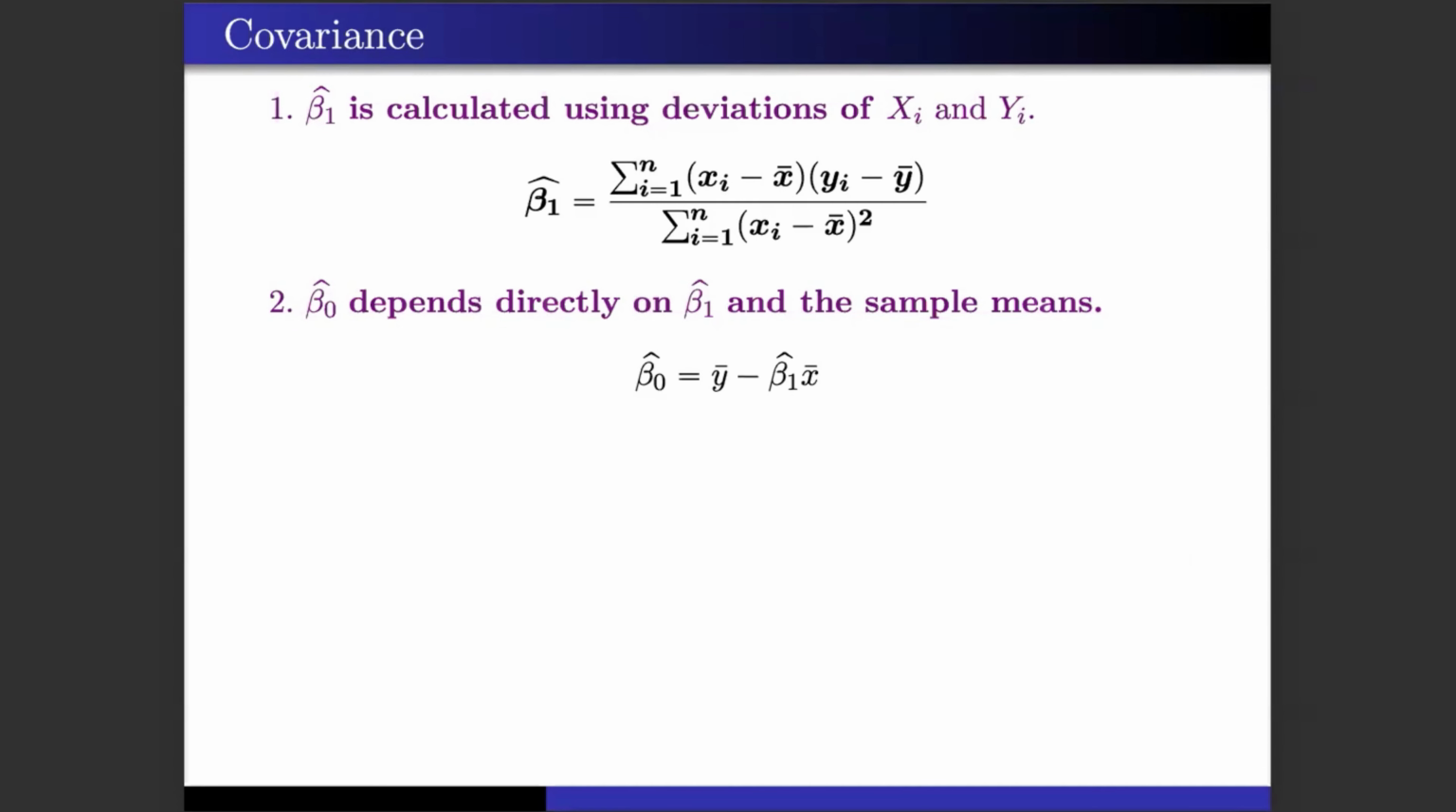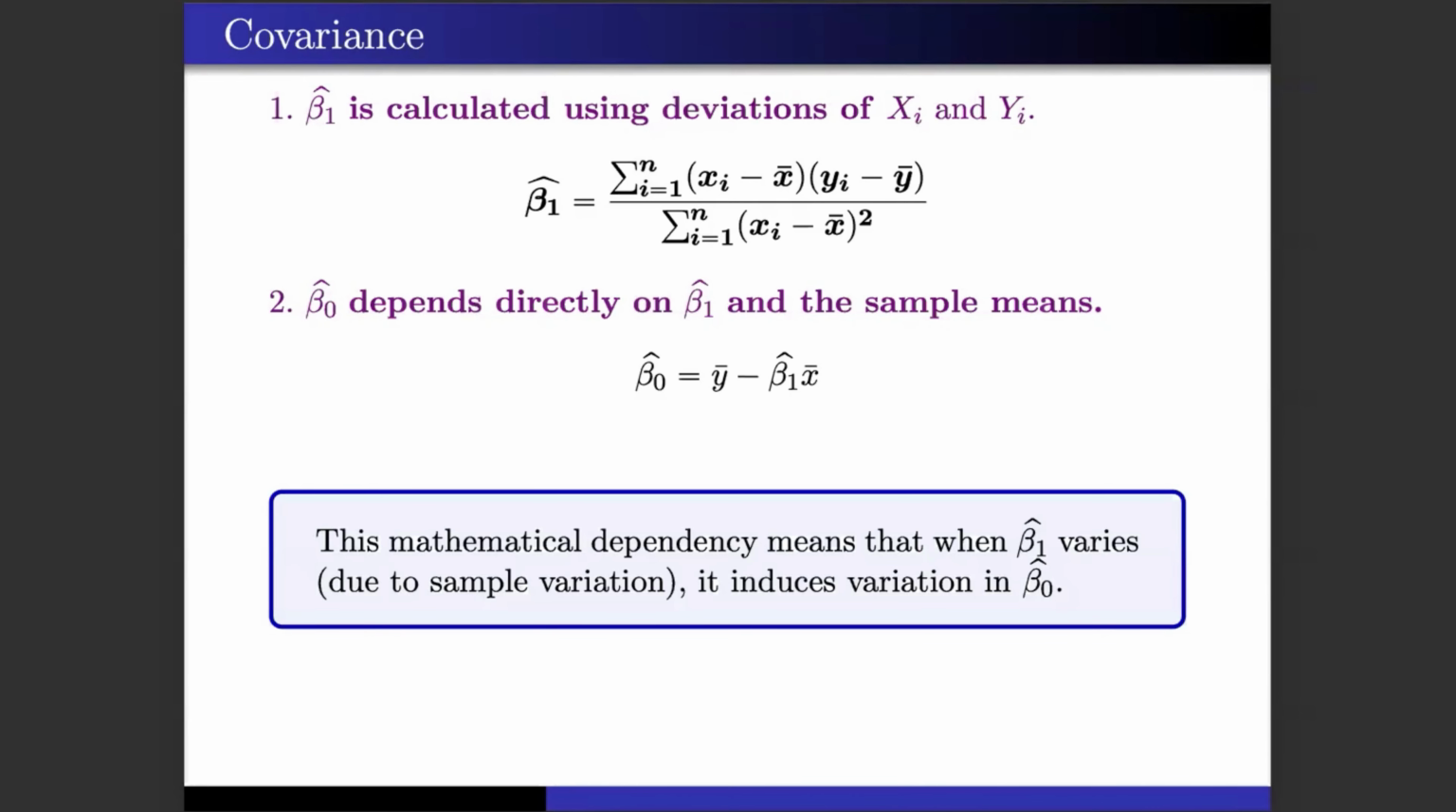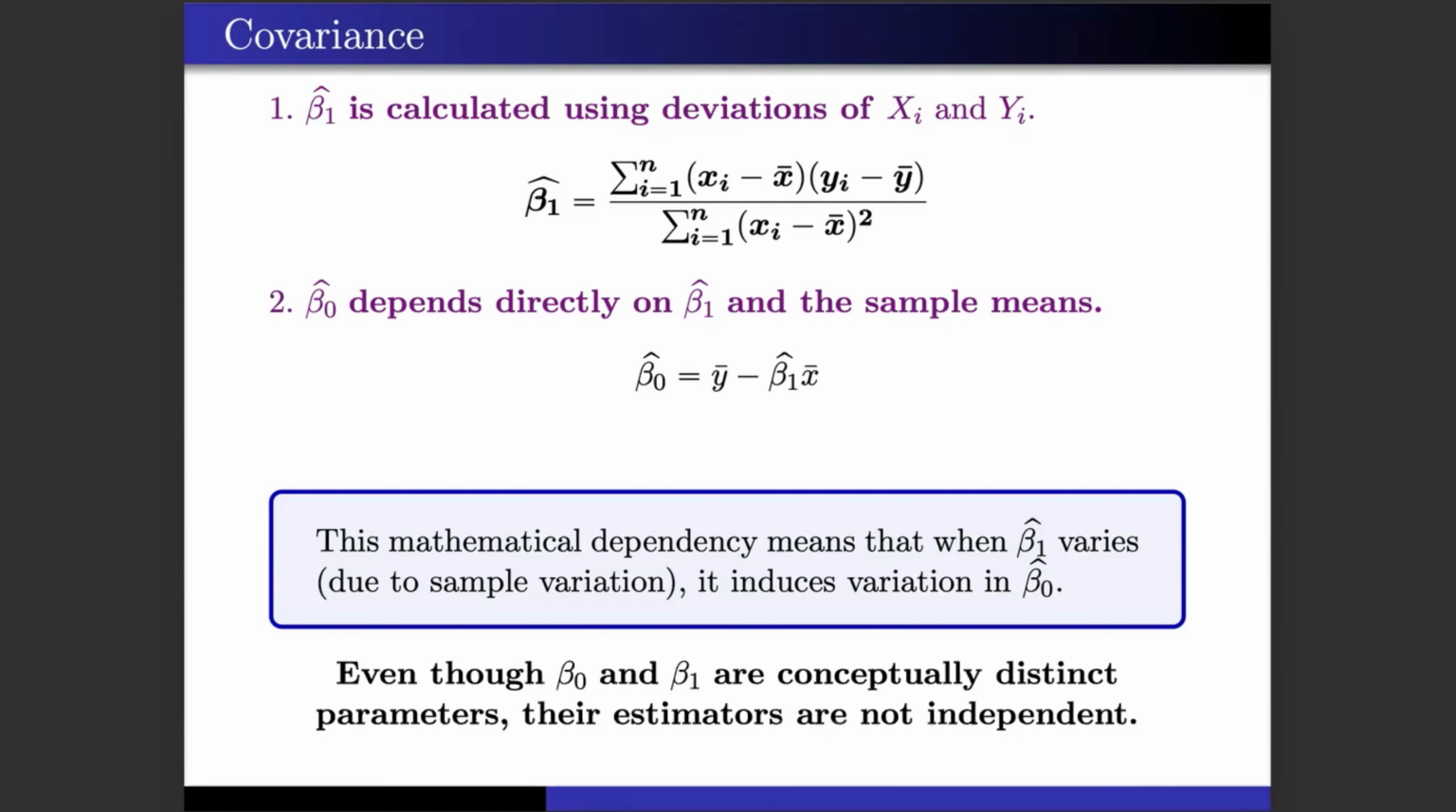This means that an estimate of beta naught hat is dependent on an estimate of beta 1 hat. And this mathematical dependency means that when beta 1 hat varies due to variation in the sample data, it induces variation in beta naught hat. And when we look at our model y equals beta naught plus beta 1 x plus epsilon, we say that beta naught and beta 1 are conceptually separate parameters, but their estimators are not independent. This is because both estimators are computed from the same data set.